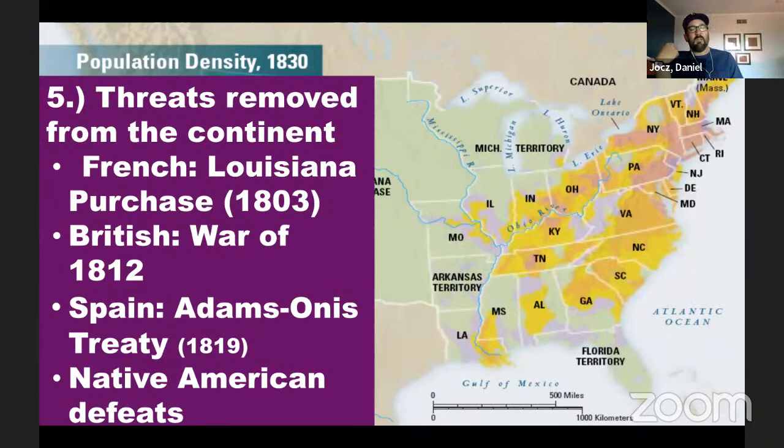And so we don't have the continued harassment by the British as much of a problem. You have a very important treaty taking place with Spain, the Adams-Onis Treaty in 1819, where basically we swoop up and buy Florida from Spain. And then you have a bunch of Native American resistance movements taking place out in the West and the frontiers that are defeated.